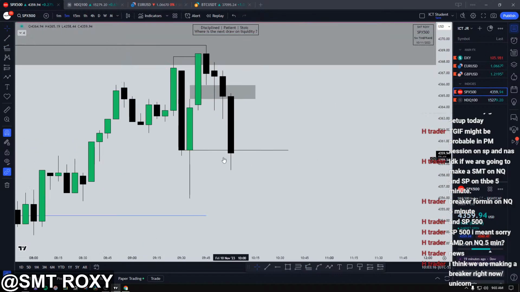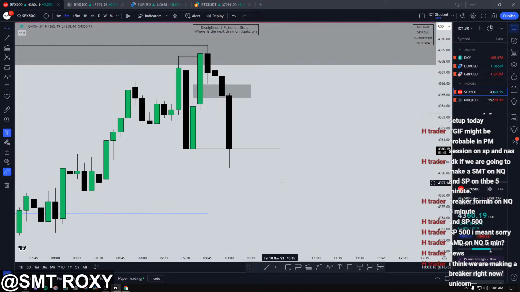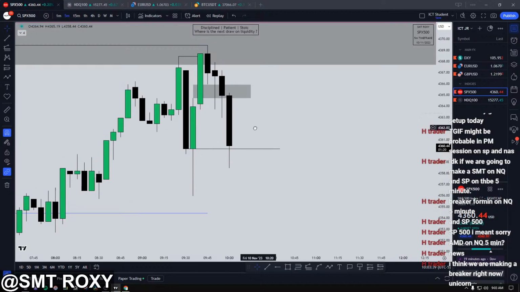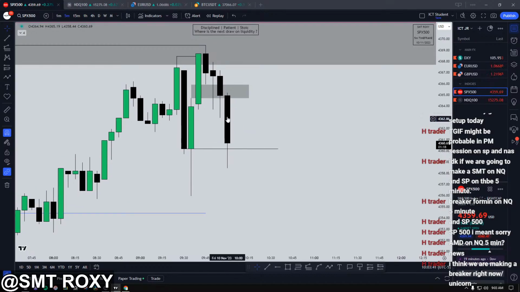So yeah, I kind of want to take a short up here. That's if we close. If we don't, then I don't know. I think we still respected. I can see us respecting this since we did form an inverse here. As long as we close below it, that's a big closure there. I think we're just gonna continue dropping later.